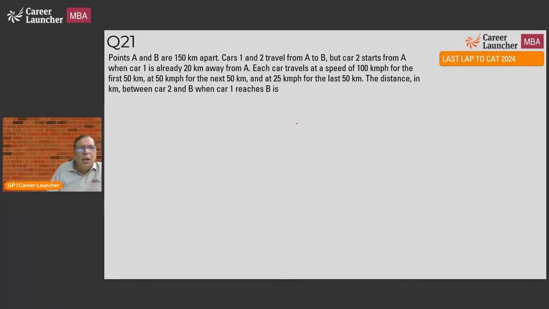Points A and B are 150 kilometers apart. Another time speed distance question. Car 1 and car 2 travel from A to B, but car 2 starts from A when car 1 is already 20 kilometers from A. So A and B are 150 kilometers apart, and both cars travel from A to B. Car 2 starts from A after car 1 is already 20 kilometers away. So when car 1 has come here 20 kilometers away, then car 2 starts.